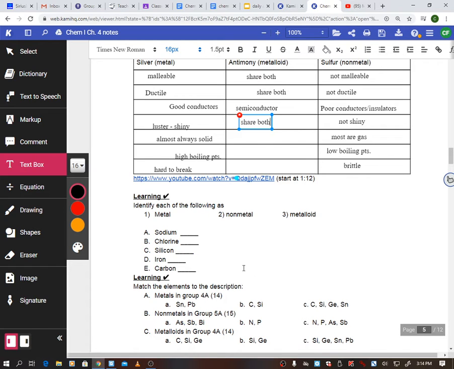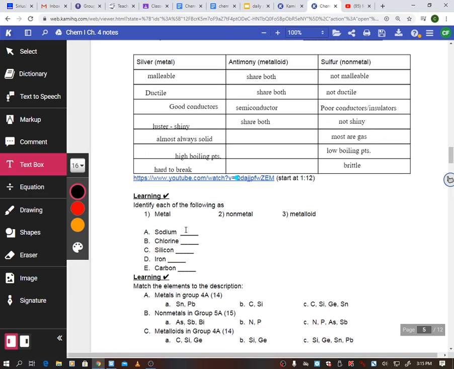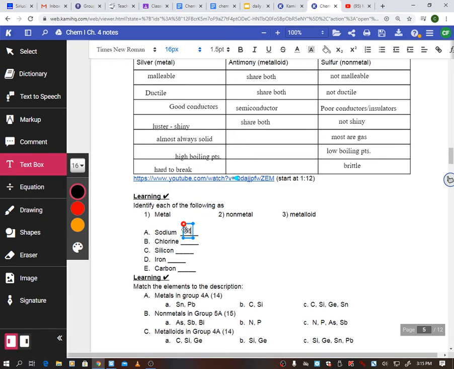So now the learning check is identifying each of the following as a metal, a non-metal, or a metalloid. If you look at sodium, it is in column 1, period 3. Remember the left-hand side of the periodic table, those are all metals. So this one is going to be a metal. I'm just going to put an M. Chlorine is on the very right-hand side of that stair step, so it is going to be a non-metal.